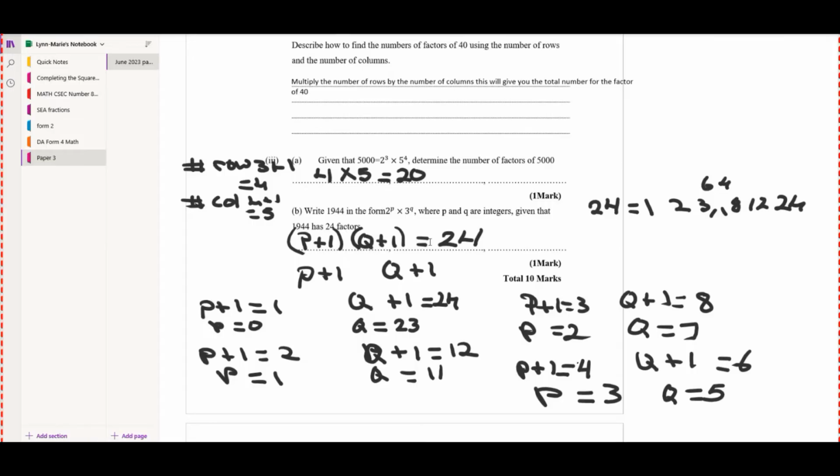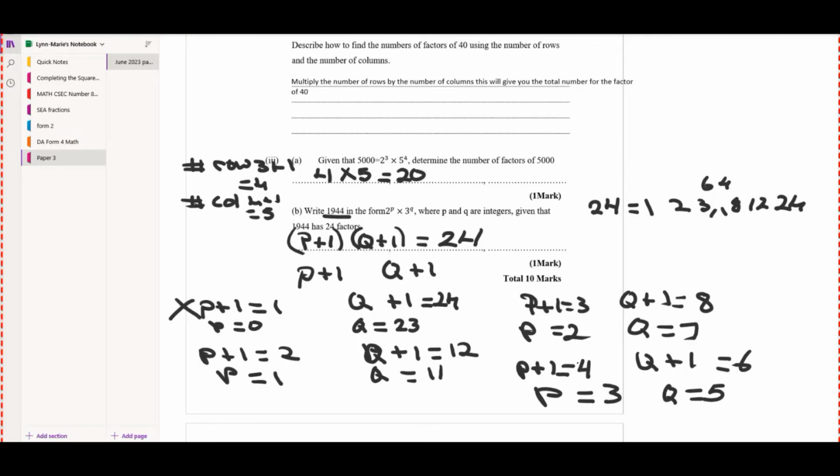5 to the power of 23. Would you get this answer? You are trying to find values for P and Q to get 1,944, all right? So no, this one, you'll get a huge number. So you can't use this one.